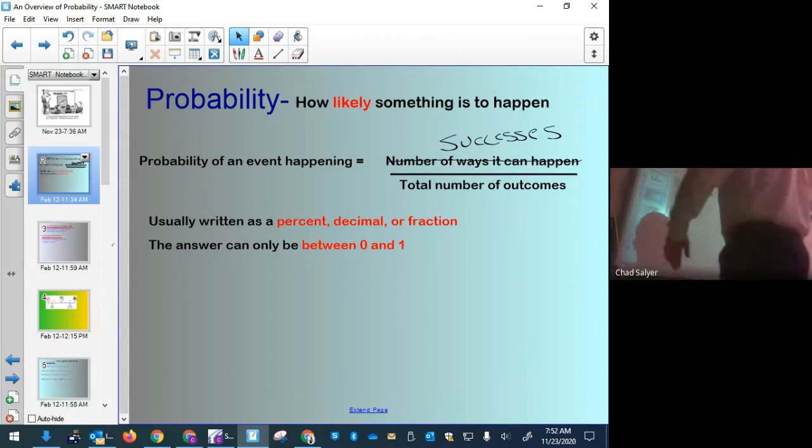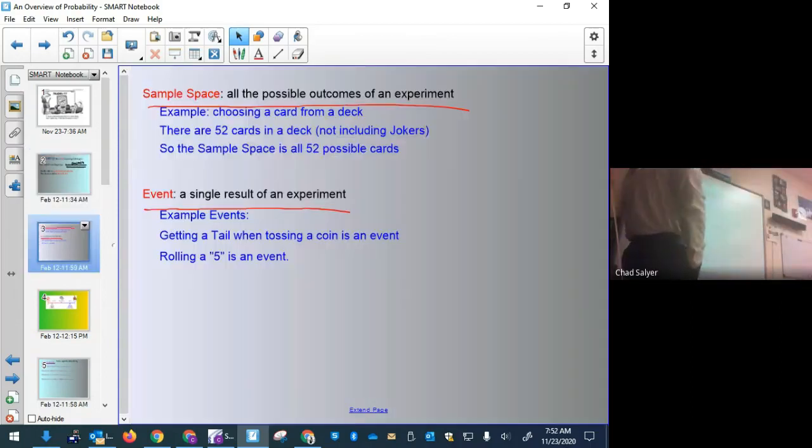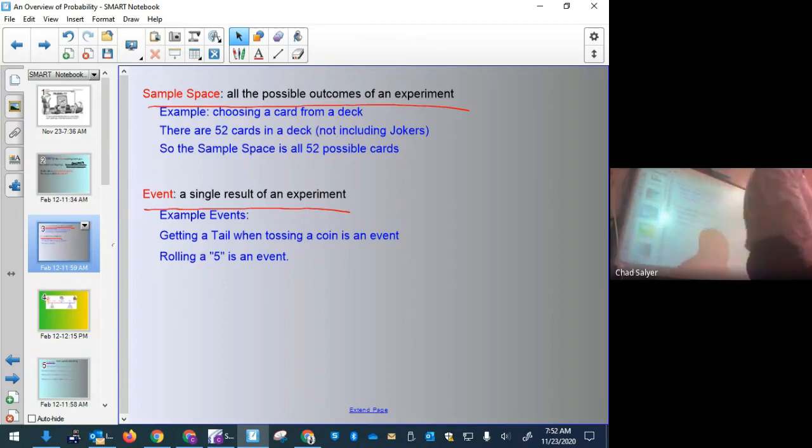Okay, so sample space is some terminology we need to familiarize ourselves with. It's all the possible outcomes of an experiment. For example, if I'm choosing a card from a deck, and let's say I've removed the jokers, there are 52 cards in a deck, so the sample space is all of those 52 possible cards.